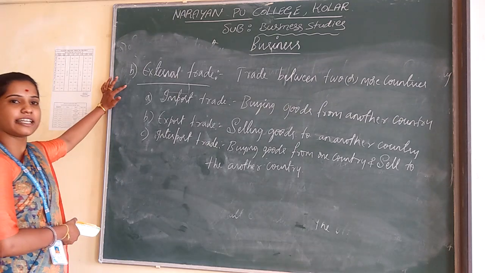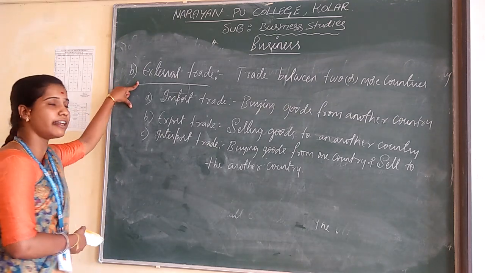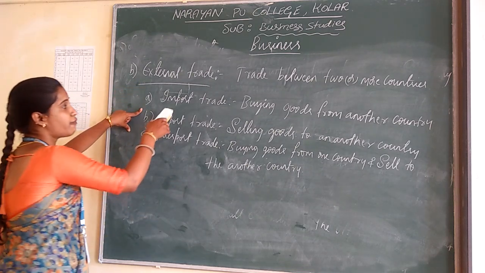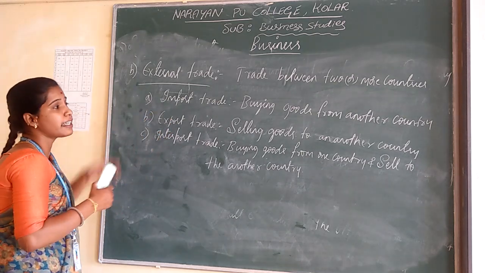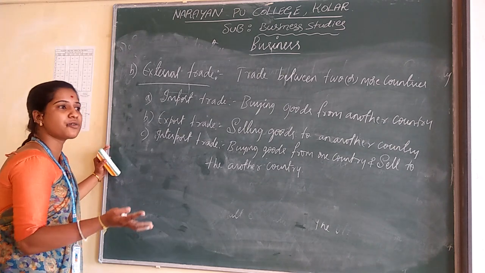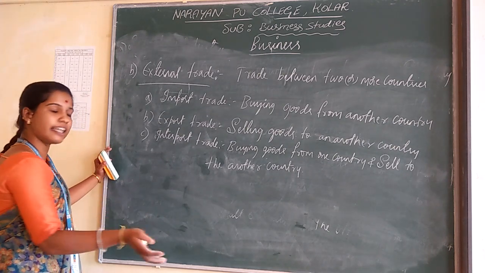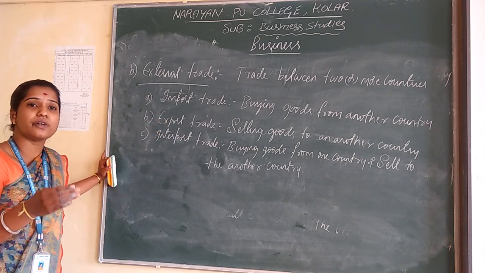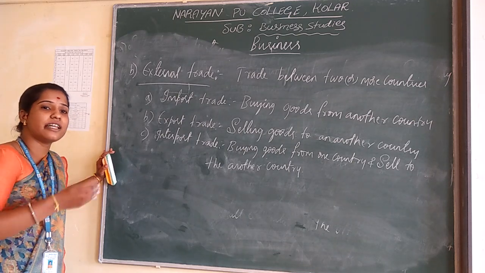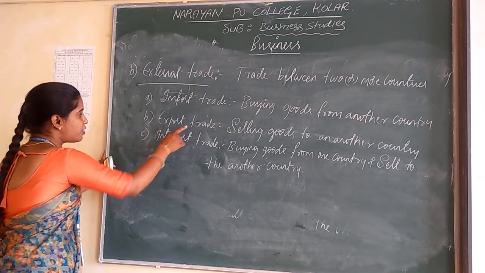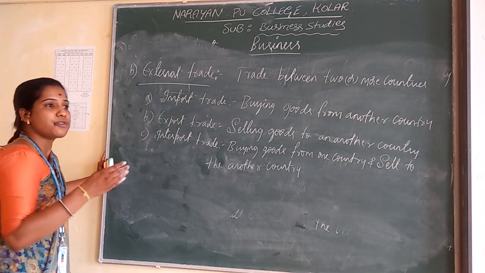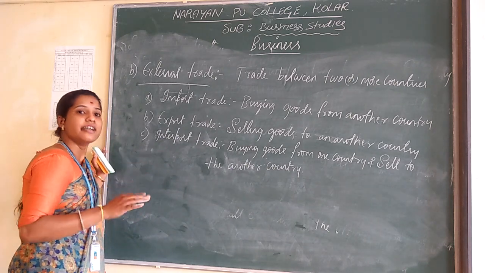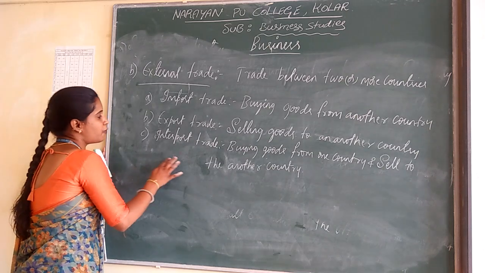So the external trade can be classified into three types. Here the external trade means trade between two or more countries, and it can be classified into three types. The first one is import trade. So the import trade means buying goods from another country. So here we are going to purchase goods from another country, and the next one is export trade. So the export trade means selling goods to another country. Here our country is going to sell goods to another country, is known as export trade, and the next one is entrepot trade. So here we are going to buy goods from another country, and that goods will be sold to some other country, is known as entrepot trade.